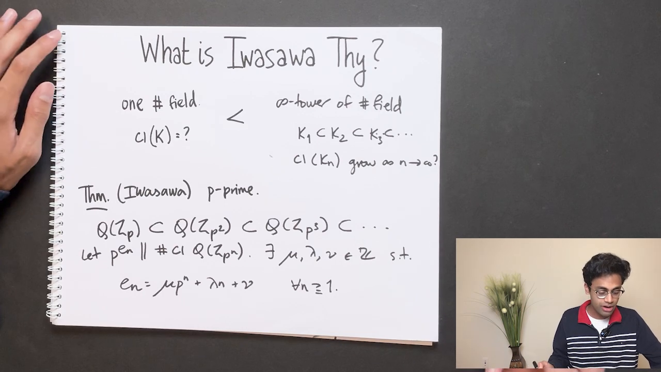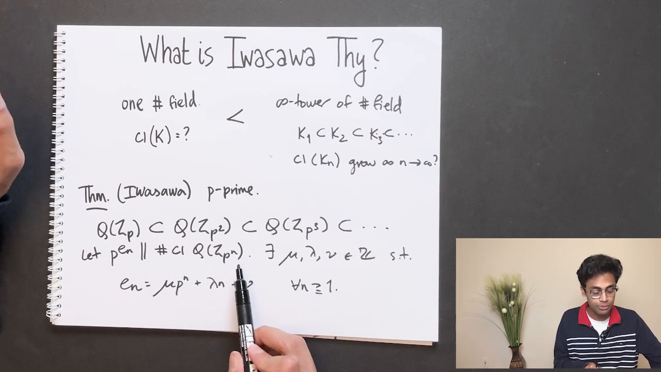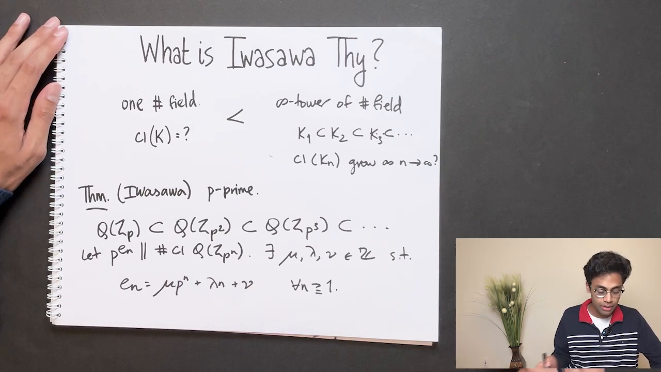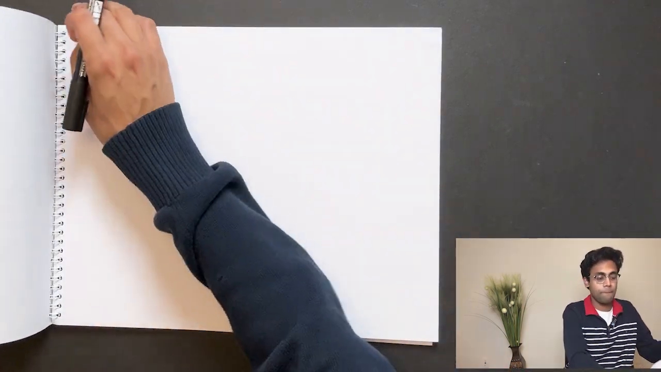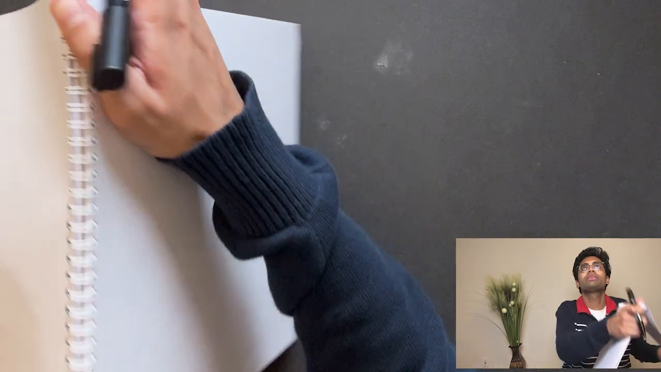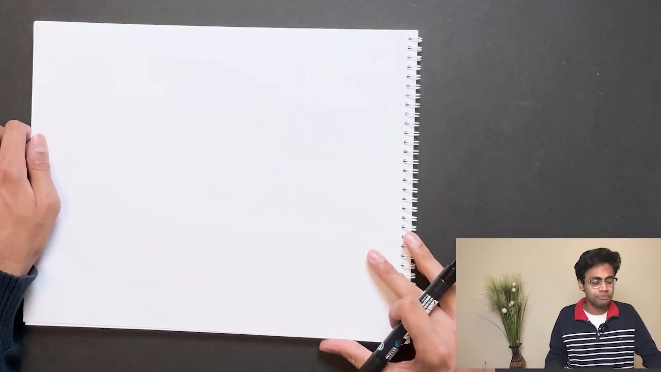I should say, however, this theorem only tells you about the class number. It doesn't tell you about the group structure of the class group, but only the class number. Nevertheless, it's still a really beautiful theorem. So let's look at some numerical examples of this to get a feeling for what it is saying.